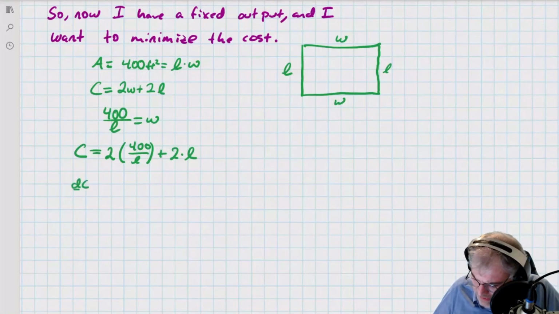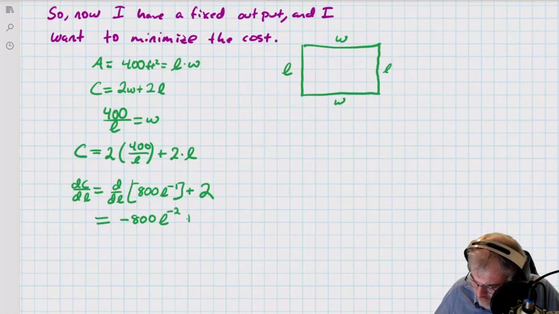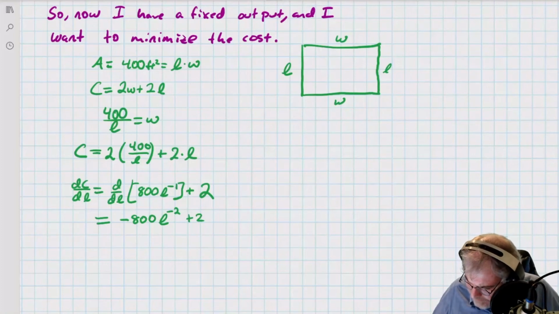So dC over dL equals, this is going to be 800 over L. So this is really the derivative with respect to L of 800 times L to the negative 1 plus, that's just 2. So this bit right here is going to be the derivative, 800. So I'm going to get negative 800 times L to the negative 2 plus 2. And I'm going to set that equal to 0.